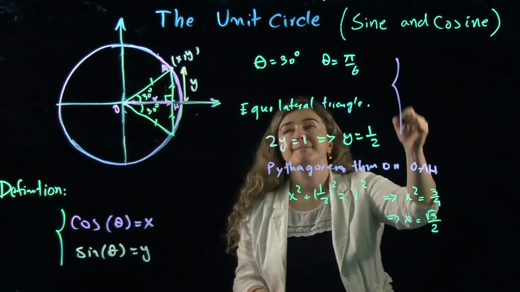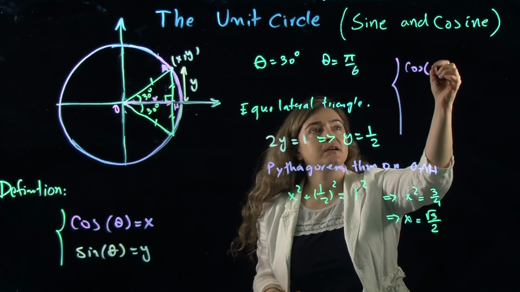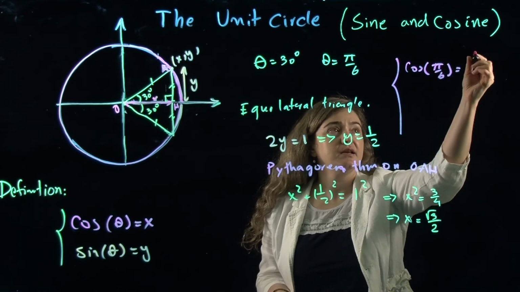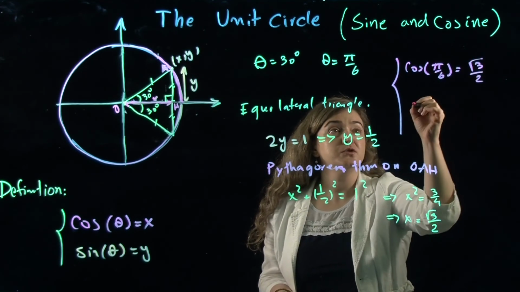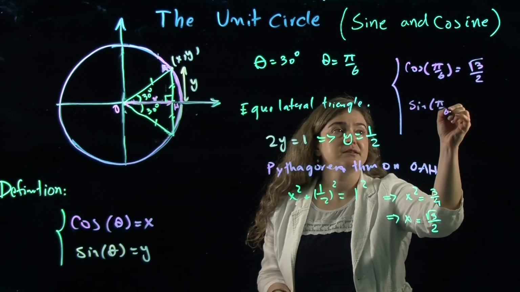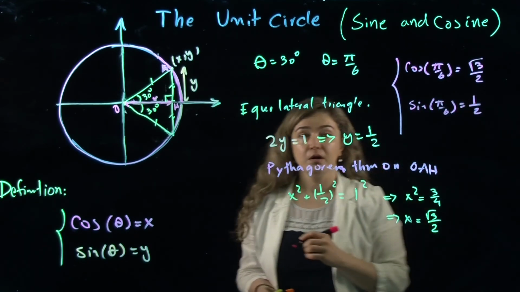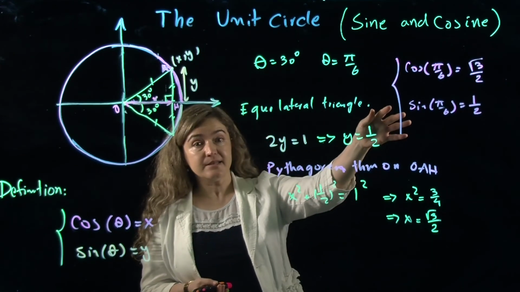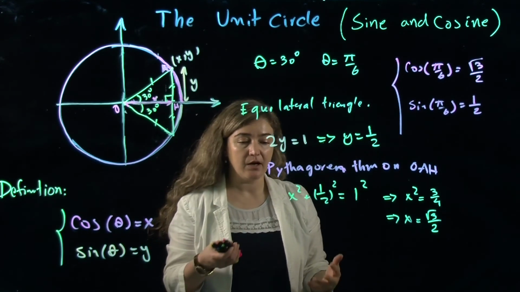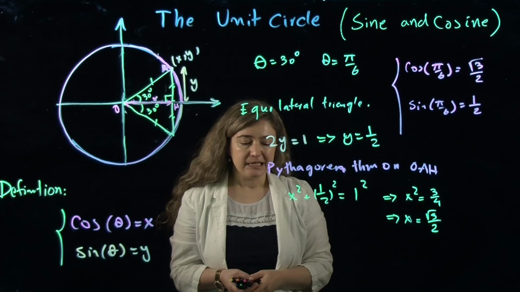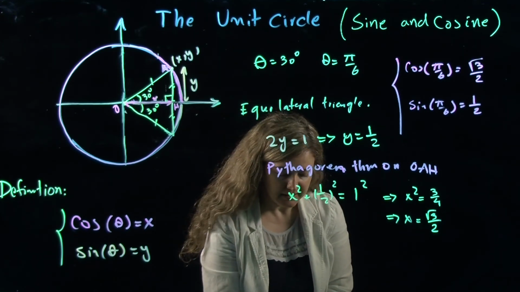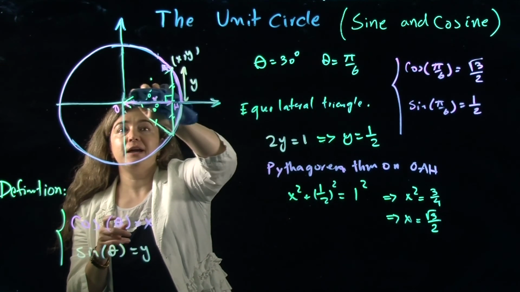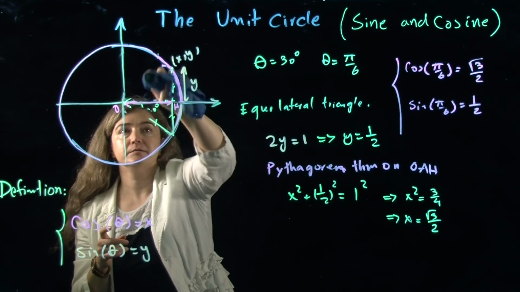Therefore, we found that cosine of 30 degrees or pi sixth is equal to square root of 3 over 2. Sine of pi sixth is equal to 1/2, or y is 1/2. This is another piece of information added to the other two pieces of information. The last thing that I want to do, finding the angles in the first quadrant, is the angle pi half and angle 0.